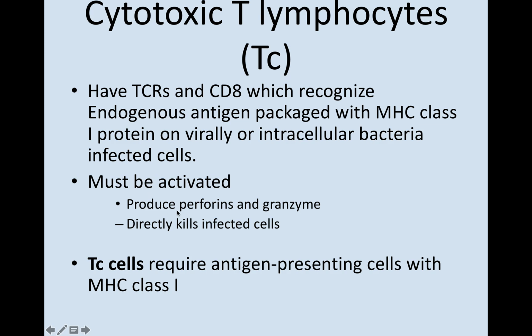They would then produce two chemicals, one called perforin and the other granzyme. Perforin puts pores into the cell surfaces, and then granzyme will actually kill the host cell. So the whole point of cytotoxic T cells is to kill your cells that are infected. So if you have a virus, it needs to stop that viral infection by killing it. And again, cytotoxic T cells require the antigen presentation on MHC class 1.